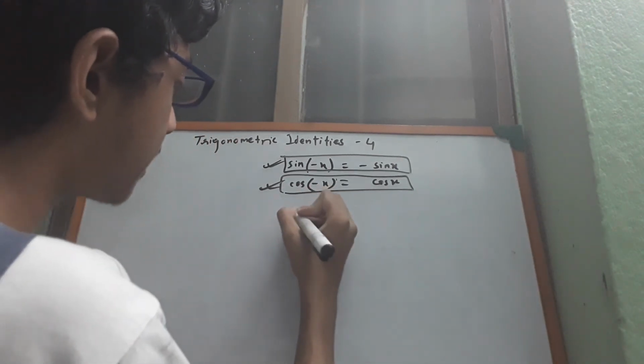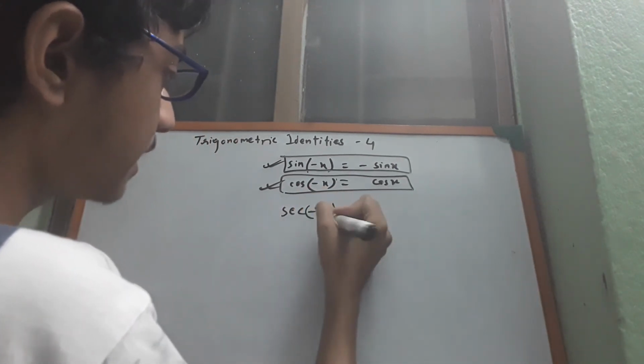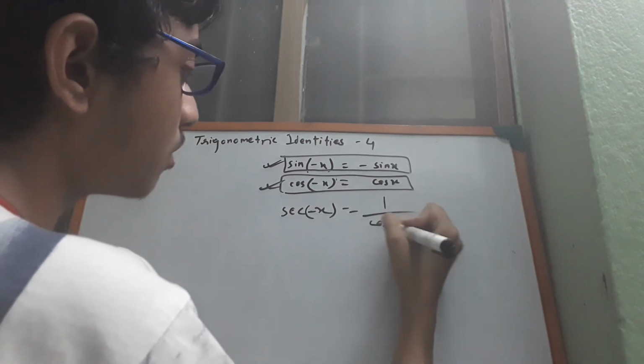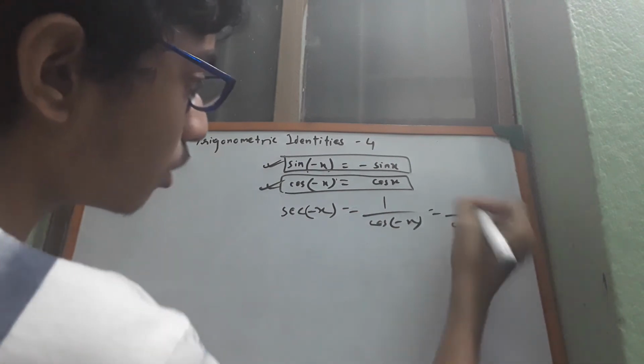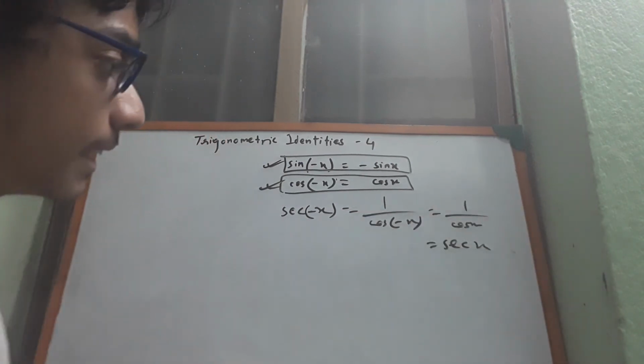And if you consider sec x, sec of minus x, this is just 1 by cos of minus x, which is just 1 by cos x. Cos of minus x is just cos x. Now 1 by cos x is again sec x. That means sec of minus x is sec x.